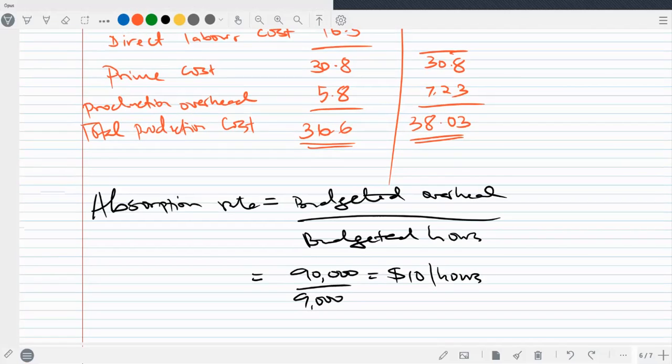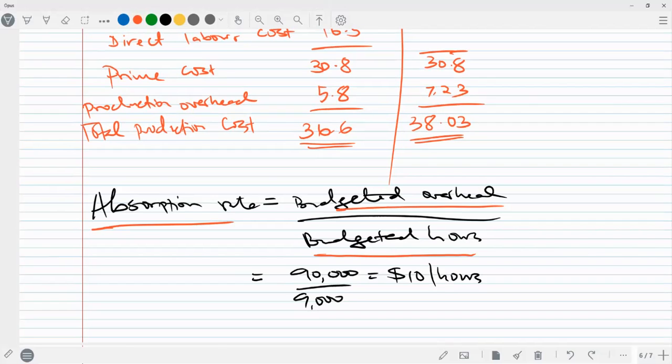So the first thing is to get the rate. What is the absorption rate? As I mentioned, it is based on the budgeted overhead versus the budgeted activity level. These are budgeted. The budgeted hours were 9,000, and the budgeted overhead was 90,000, which we divide to give $10 per hour. Clear so far?